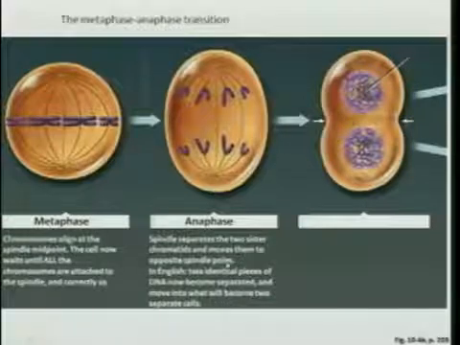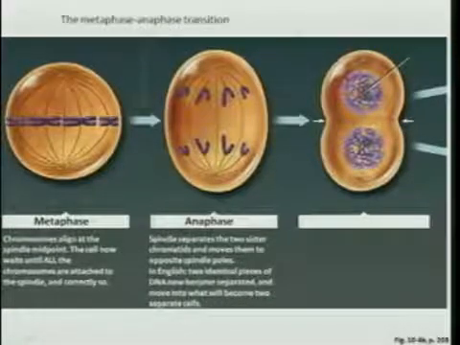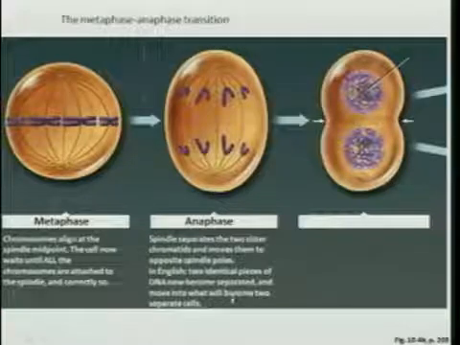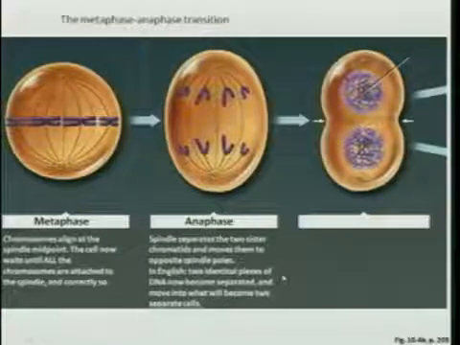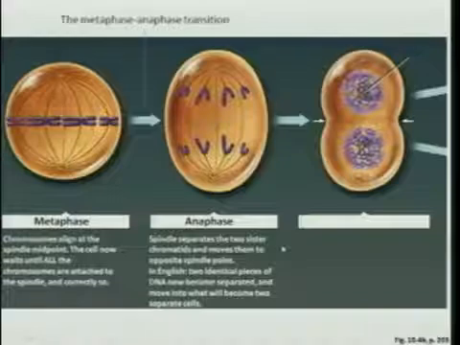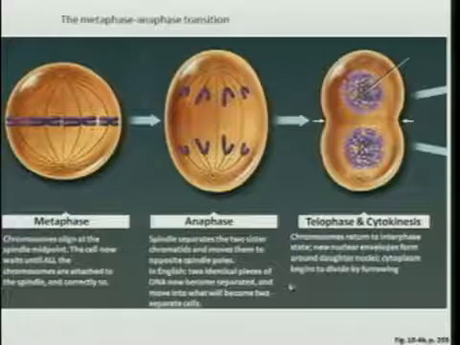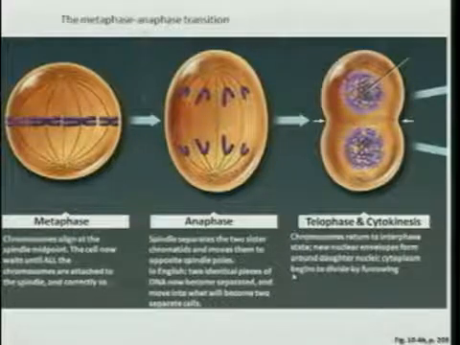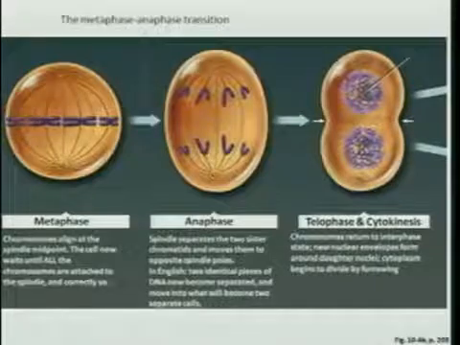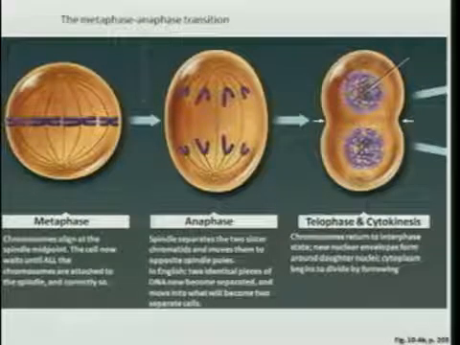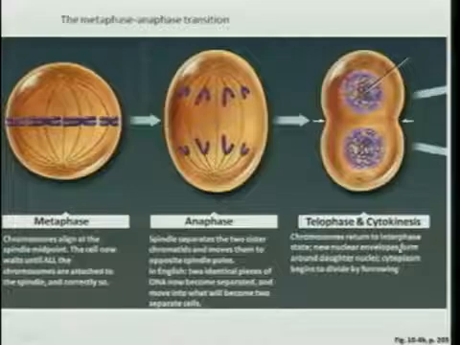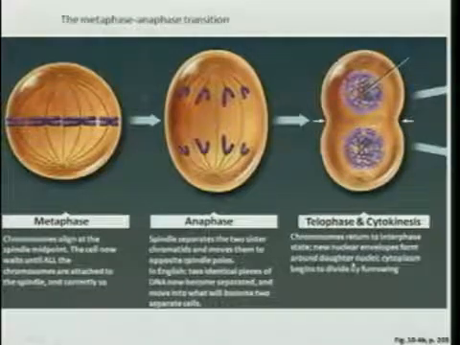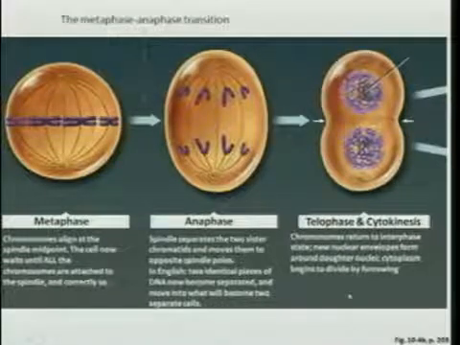This is the narrative in your textbook. In English, two identical pieces of DNA now become separated and move into what will become two separate cells. And we're more or less done. Hence telophase, telos, the end, telomere, teleology. Chromosomes return to their interphase state, which is decondensed. The new nuclear envelope will form, and the cytoplasm will begin to divide by furrowing.